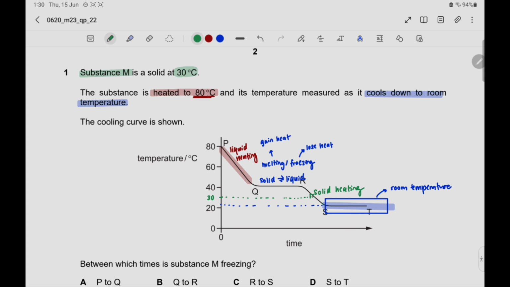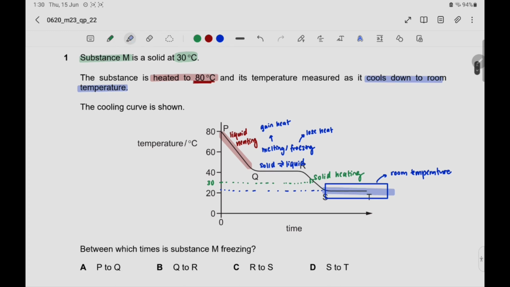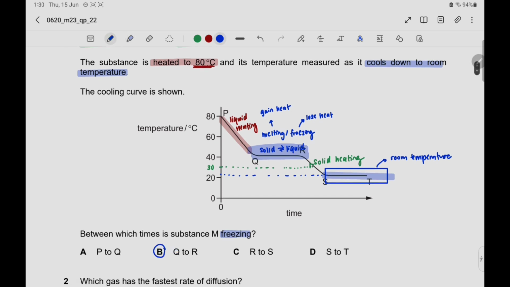So they ask you which part is freezing. Actually, you can see my answer already told you here. The freezing is QR. Understand? So why is it QR? Because this is already solid. It can't be ST. A lot of students make the mistake of thinking this is ST. No, why? It's already solid. There's no way I can further freeze myself, right? So this is not a freezing point.